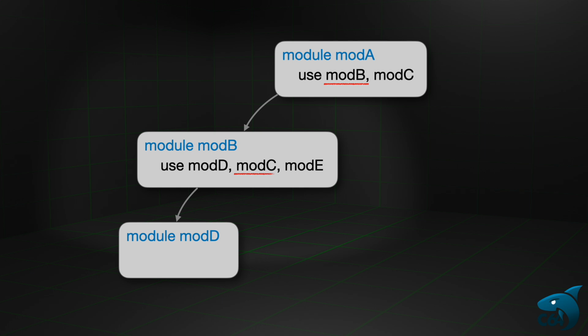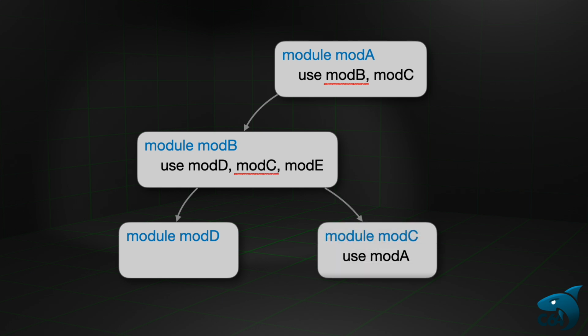When the module C is read, the module inclusion runs into a problem. The module C tries to include the module A. However, as the inclusion of the module A is still in progress, a cycle is formed between the modules. That is not allowed and this causes a compilation error.